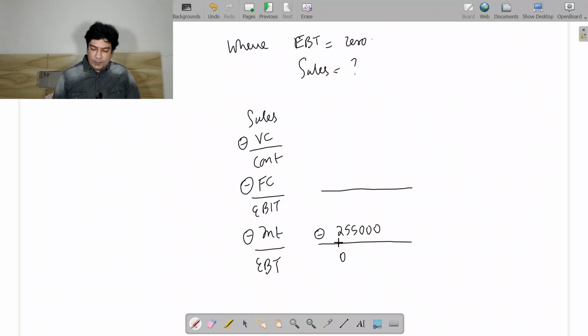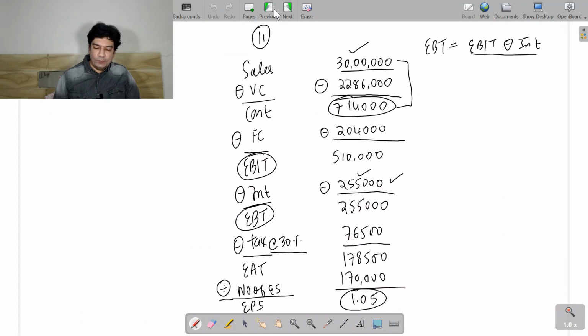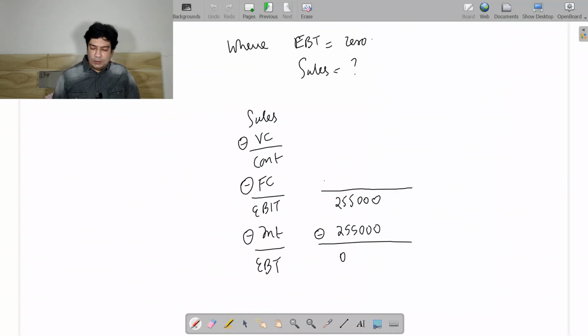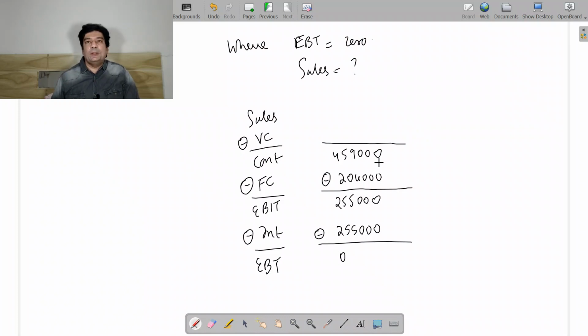So 0 plus 2,55,000 will be 2,55,000. You have a fixed cost, and the fixed cost is 2,04,000. Then 2,55,000 plus 2,04,000, so you'll get 4,59,000 as your contribution.